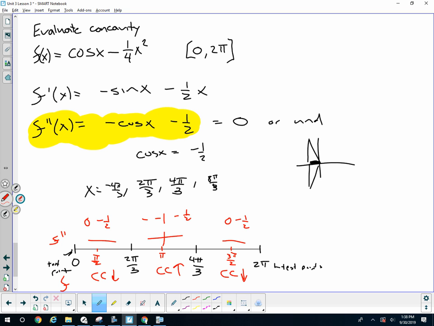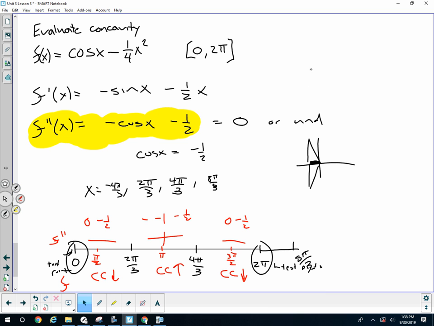Don't go to infinity. Definitely don't go to infinity, because we know that's not going to be true, because I do have another critical point at like 8 pi over 3. So if I kept saying we were concave down everywhere, that'd be wrong. So yes, make sure you do stop at 2 pi and stop at 0 for the analysis of your concavity. Okay? Might as well write it down.